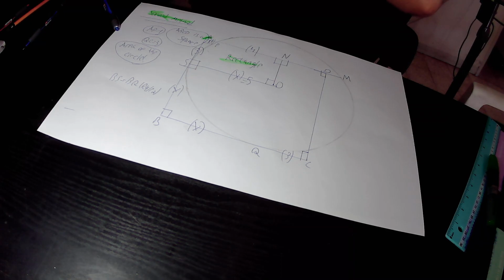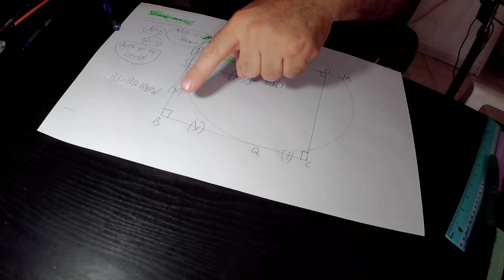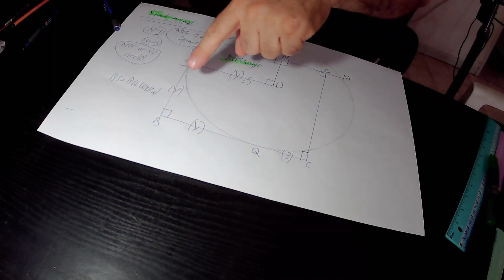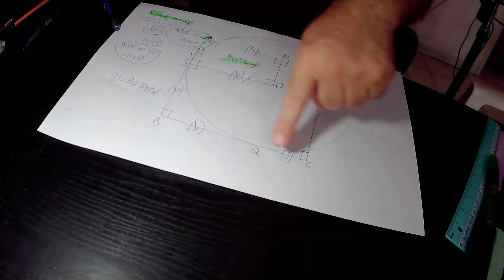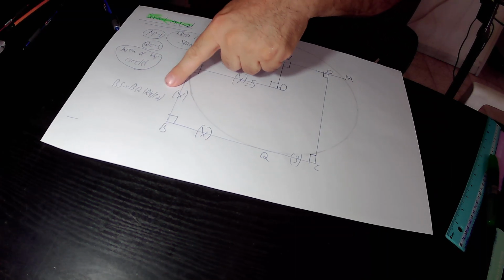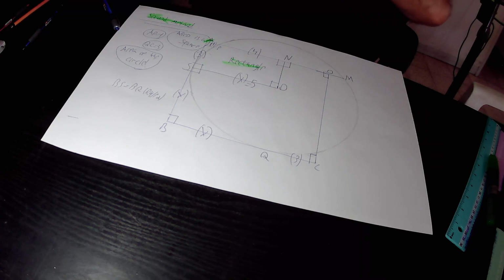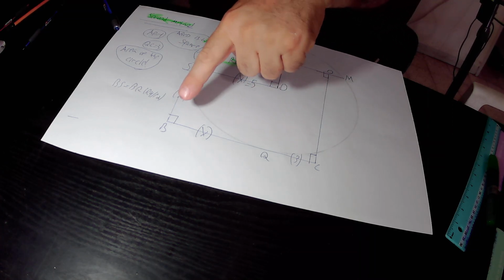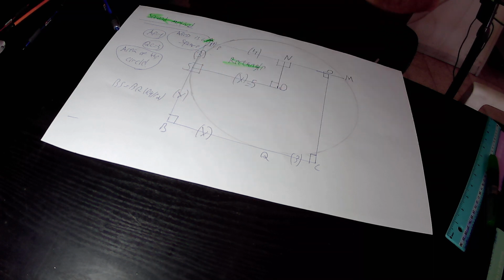From the common external point B, we have two tangents to the circle, tangent BS and tangent BQ. According to rule 2, they are equal to each other. That is to say, BQ equals BS. If we define the length of BS as x, then BQ must also be equal to x because they are equal to each other.